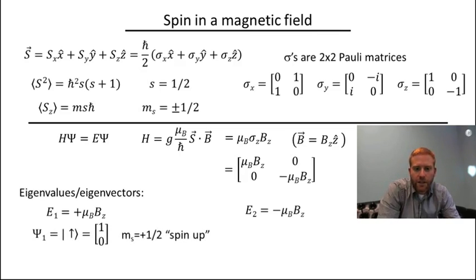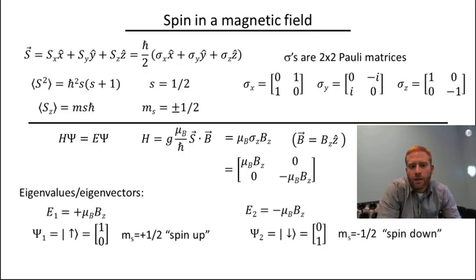The other moves down in energy, consistent with a magnetic moment parallel to the field, which has angular momentum opposite to the field. It can be called spin down. Note that we can compactly represent the eigenenergies by this simple function of the spin magnetic quantum number m sub s.